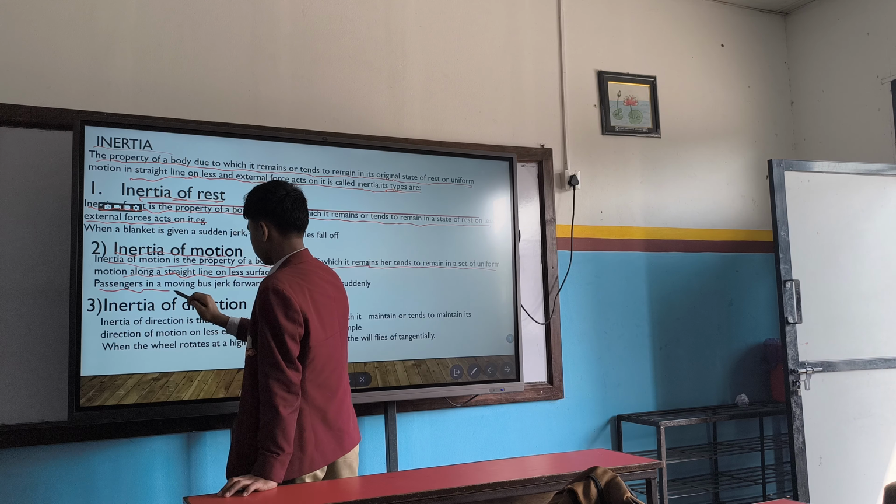Newton's third law of motion states that for every action there is an equal and opposite reaction. Action and reaction always act on different bodies. According to this law, whenever one body exerts a force on another body, the second body also exerts a force of equal magnitude on the first body, but in the opposite direction.